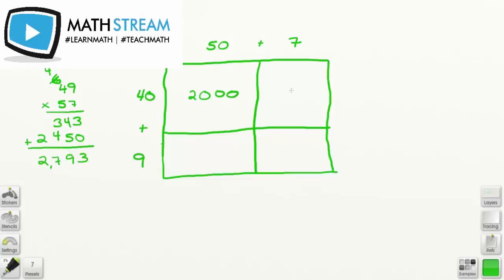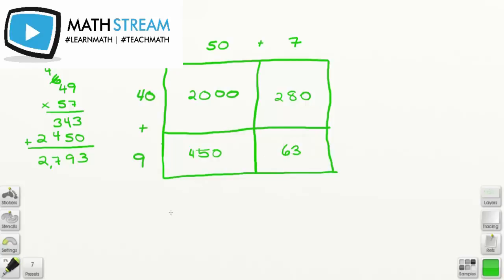Okay, upper right hand corner, we have 40 by 7. That would be 280 as an area. Again, I'm just saying 7 times 4 is 28 with a 0, so 280. That's my shortcut. Lower left hand corner, 9 by 50. That would be 450 if I was finding the area. And lastly, in the bottom right corner, we have 9 by 7, which 9 times 7 is 63.